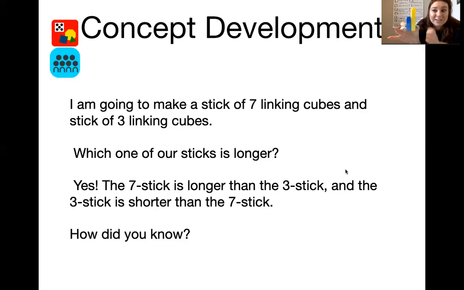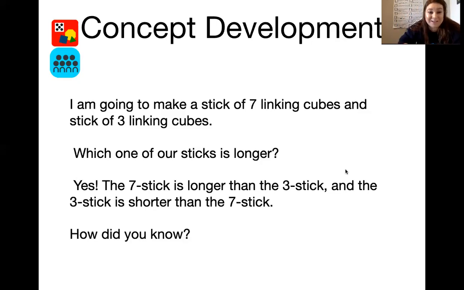Awesome job, scholars. Another way to say longer is to say more. My yellow stick has more cubes than my blue stick. My blue stick has less cubes. 5 is more than 3. 3 is less than 5.